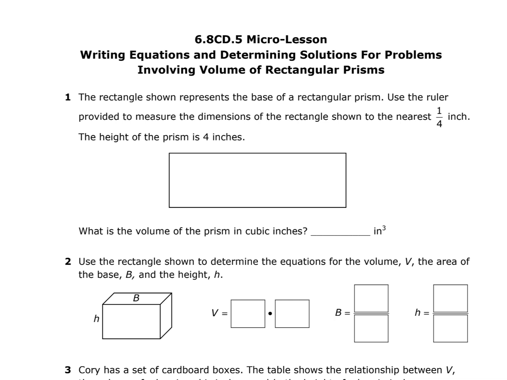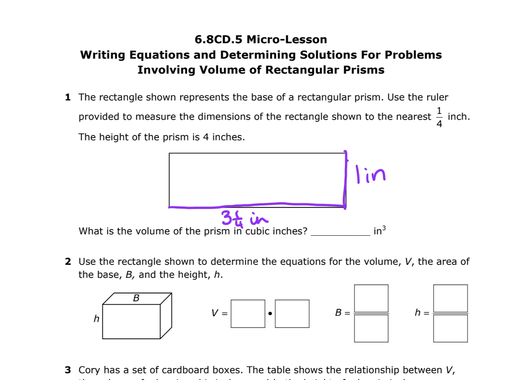All right, so the first thing that we're going to do is measure the base. Here, this is the whole base of this rectangular prism. When I measure the right side, it's going to be 1 inch. And when I measure the bottom, it's going to measure 3 1/4 inches.